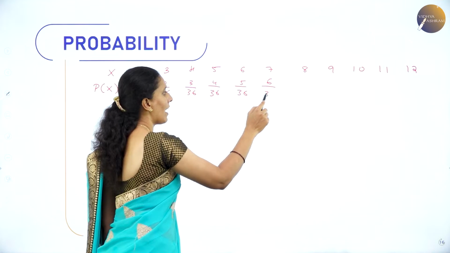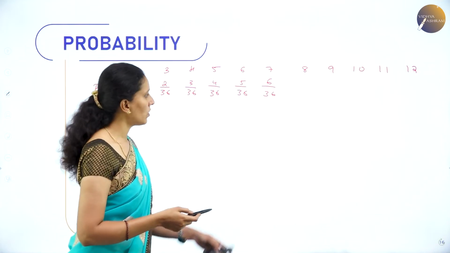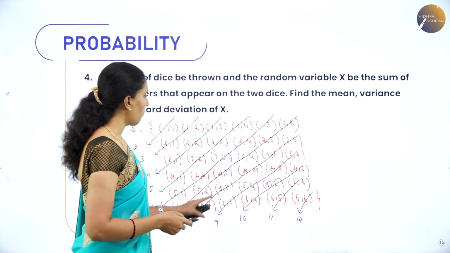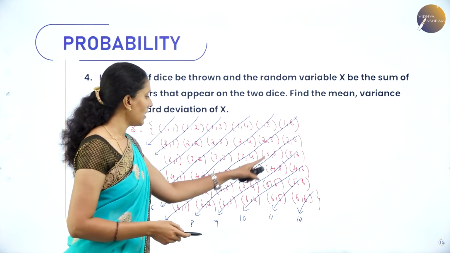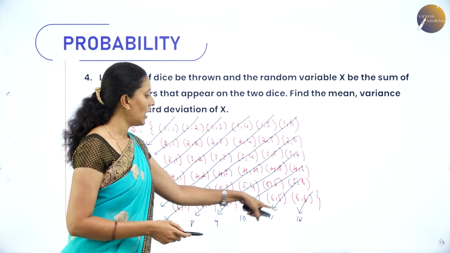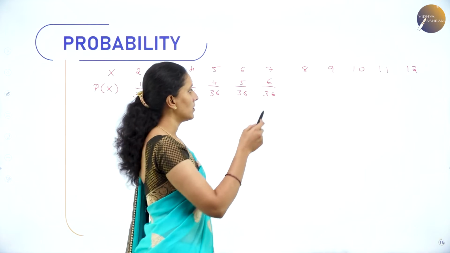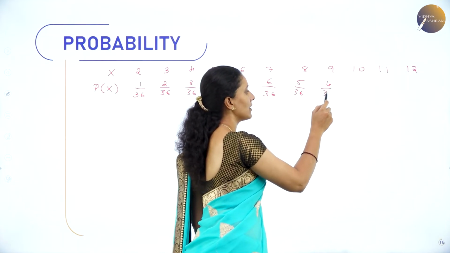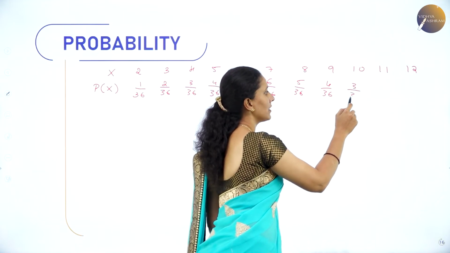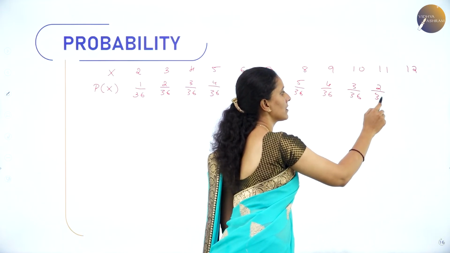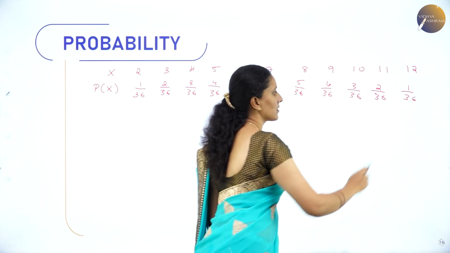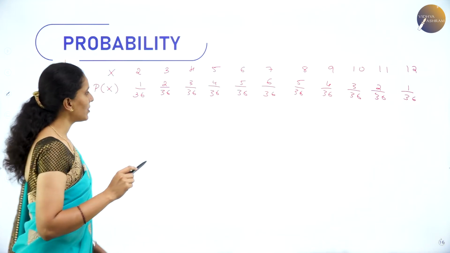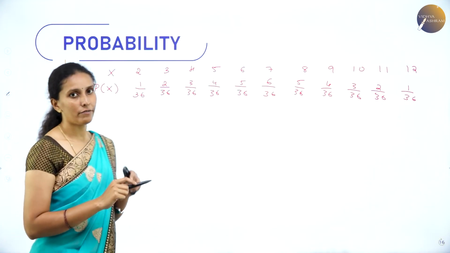6 outcomes we have as 7. Next, again it goes on decreasing. For 8 we have 1, 2, 3, 4, 5. 9, 4, 10, 3, 11, 2, 12, 1. So therefore it is 5 by 36, 4 by 36, 3 by 36, 2 by 36, 1 divided by 36. So this will be the probability of each random variable.